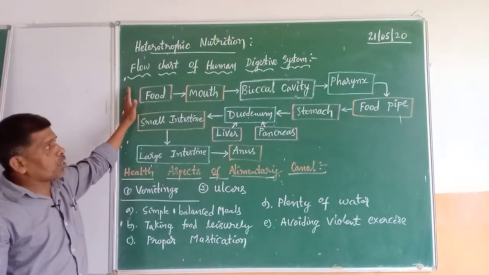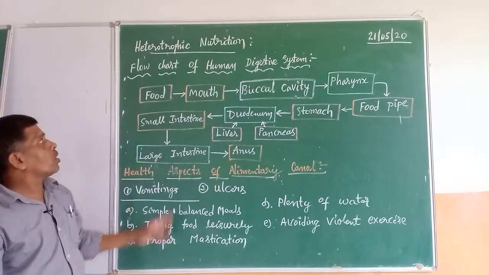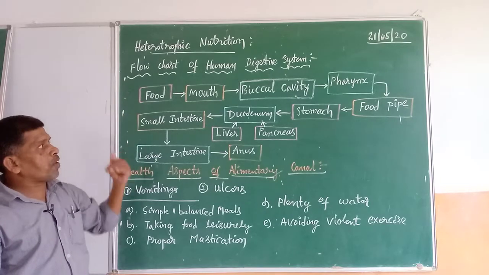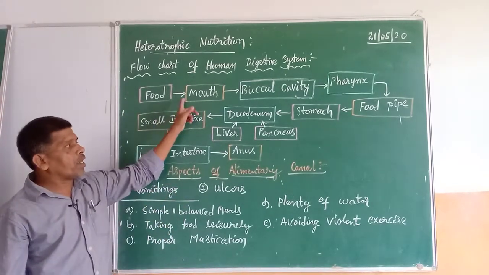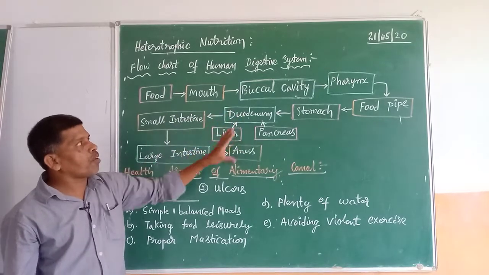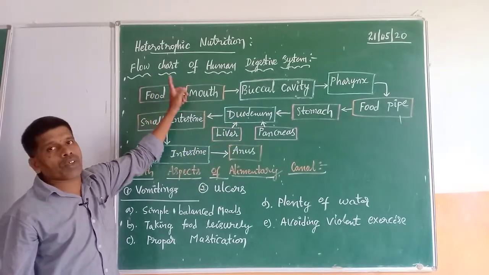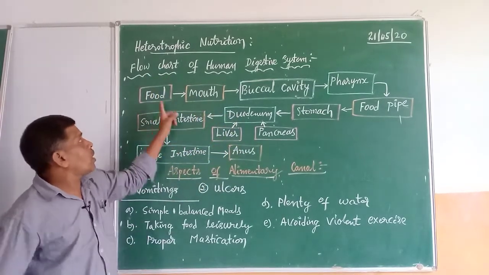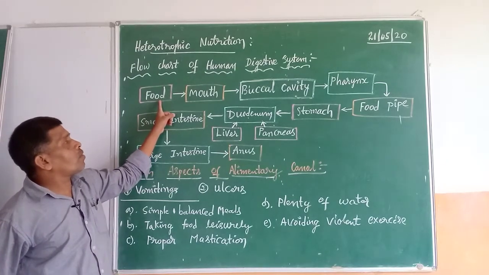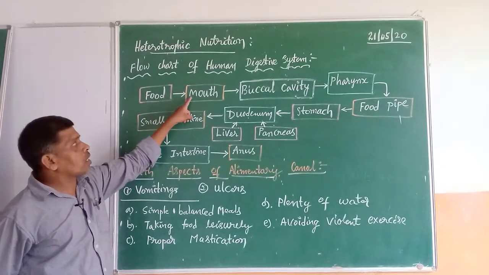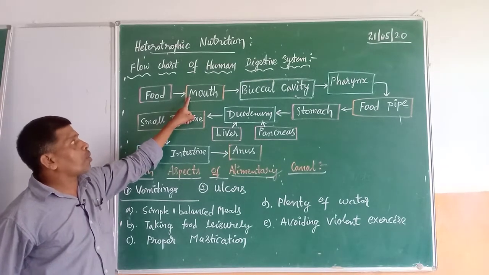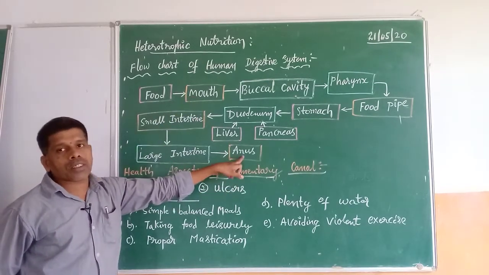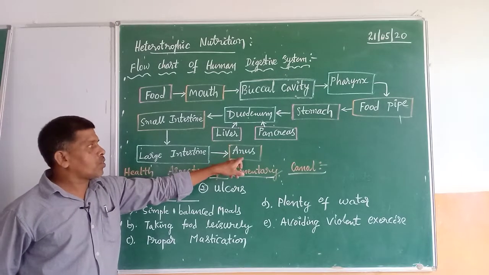Now, this is a most important 2 marks question. What we have seen as the stepwise process of digestion in human beings, we write in short in the form of boxes, which is called the flow chart of the human digestive system. In the beginning, as we have already studied, the mouth is the first opening of the human digestive system, and the anus is the last opening.